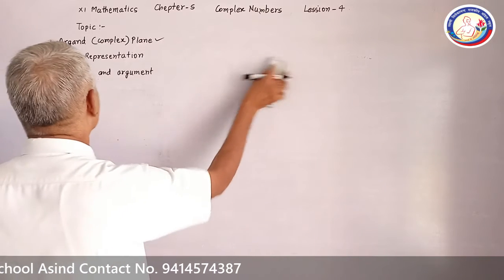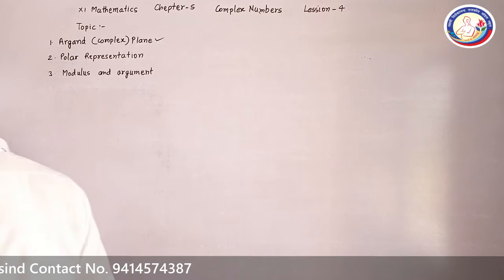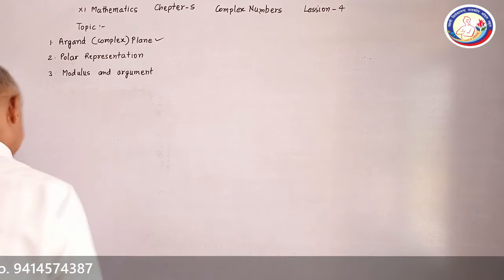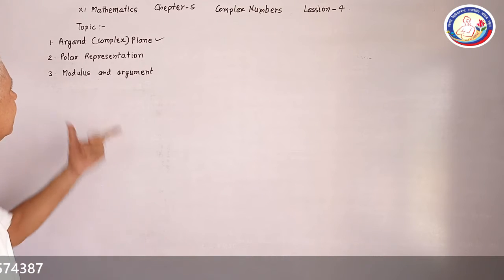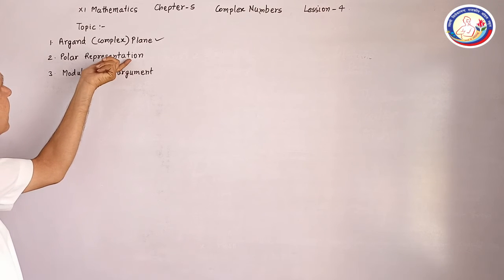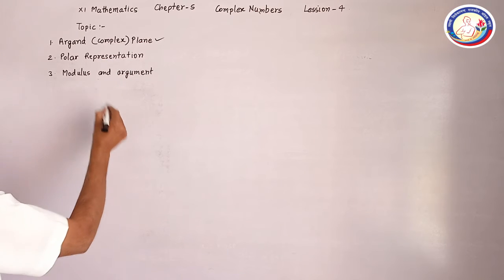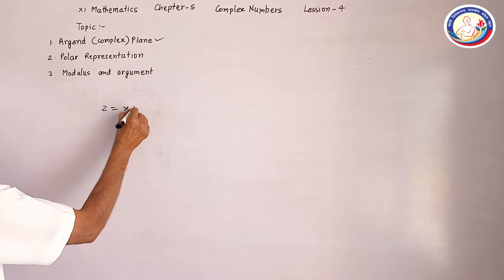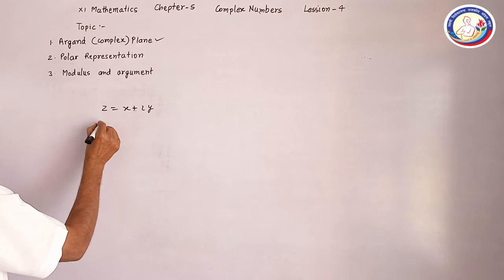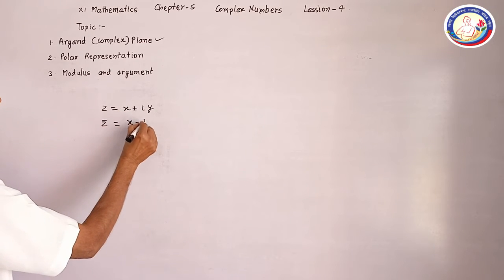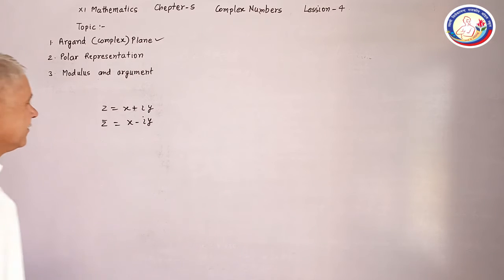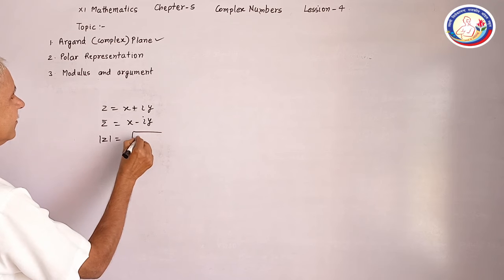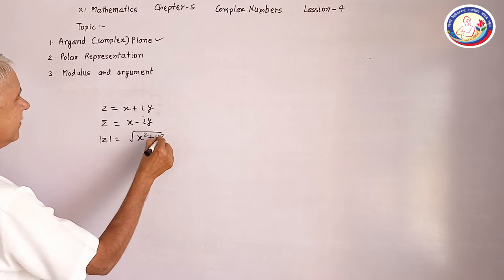Now come to polar representation. What do you mean by polar representation? Before going towards this, I am explaining again. Let z be a number x plus iota y. Its conjugate will be x minus iota y, changing the sign of y. Its modulus will be square root of x square plus y square.